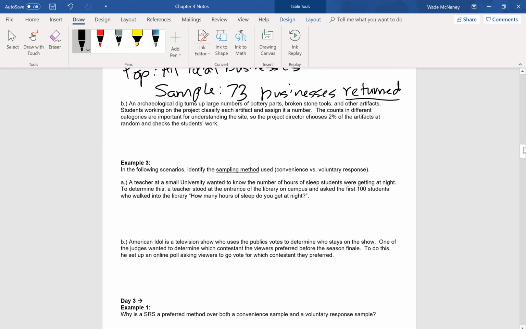Example B here, an archaeological dig turns up a large number of pottery parts, broken stone, tools, and other artifacts. Students working on the project classify each artifact and assign it a number. The counts in different categories are important for understanding the site. So the project director chooses 2% of the artifacts at random and checks his students' work. Okay, so what is my population? The population is all the artifacts.